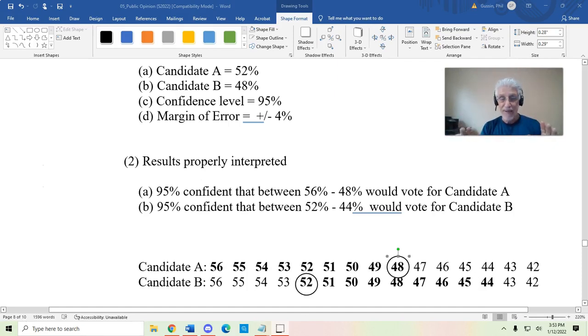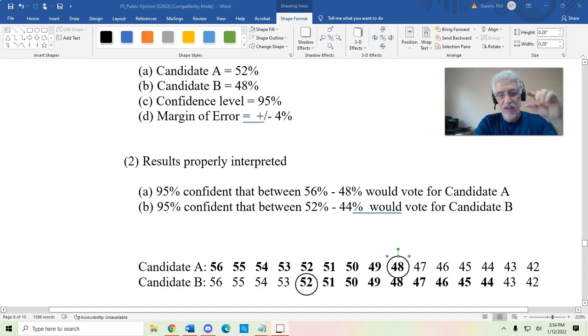It could also be that when we're looking at the true value of the population, if we knew what that was, 52% supported candidate B and only 48% supported candidate A. In other words, whereas the media would report that candidate A was ahead by 4 percentage points, it could actually be that candidate B is ahead by 4 percentage points. And here's an important thing to keep in mind.